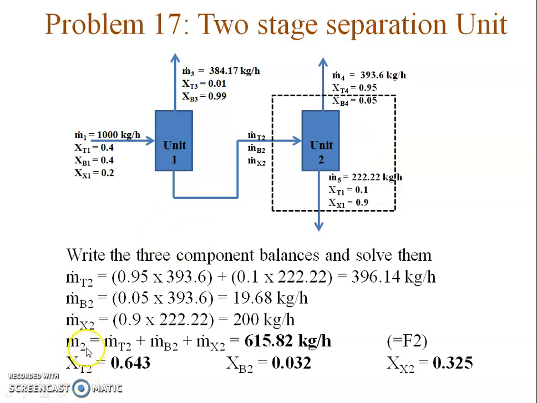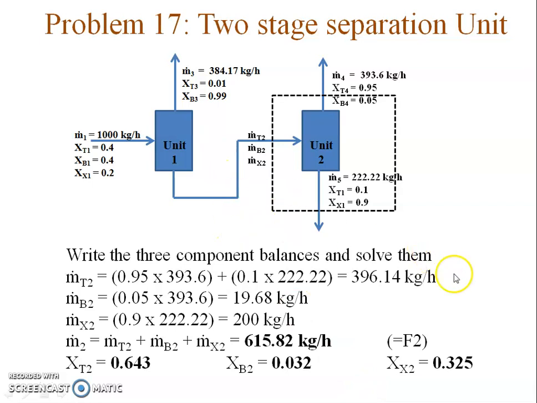Okay, so total mass flow rate of stream 2 was asked in the problem. So I am adding 396.14 plus 19.68 plus 200, that gives me 615.82 kg per hour. Now further we have been asked to calculate the composition of the stream. It's very straightforward. Mass fraction of toluene is 396.14 divided by 615.82. I get 0.643. In a similar way, I am going to calculate the mass fraction of benzene and xylene. So what I have done now, by using degree of freedom analysis, I have calculated the flow rates of all the streams plus the composition of the unknown stream.